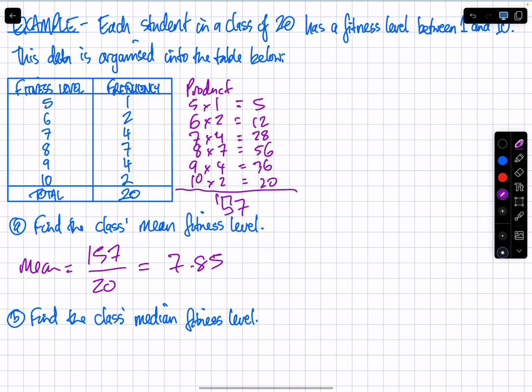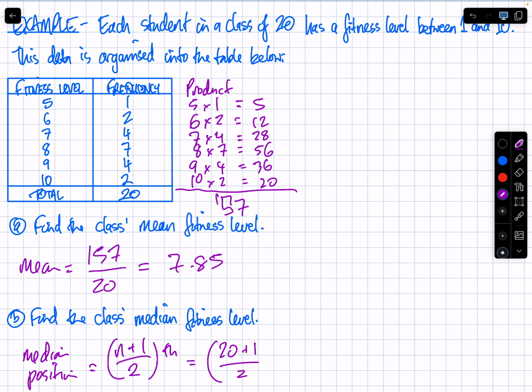Almost done. Find the class median fitness level. Can that same student remind me, what was the median formula? The amount of numbers. Yes? Amount of data values plus 1 divided by 2. Good. We've just established from that table there's 20 bits of data. So it's 20 plus 1 over 2. What is 20 plus 1? 21. So is this going to be a nice position, or is it going to be halfway in between? Halfway in between. So your median is the 10.5th number, or the number that's halfway between 10 and 11.